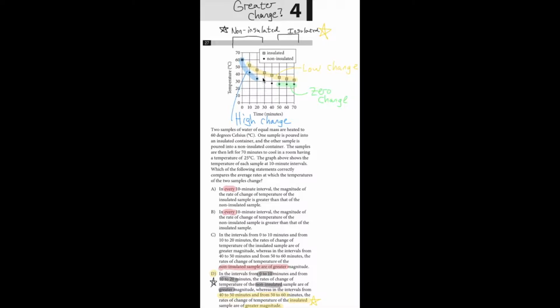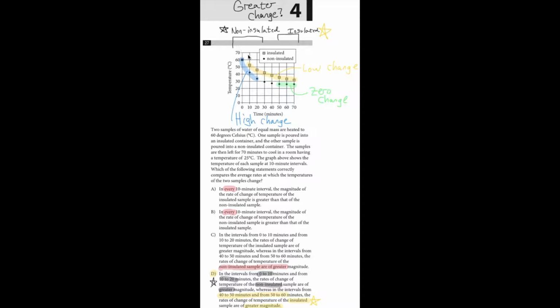Well, it depends. At the very beginning of the experiment, the paper non-insulated cup is going to lose a lot of energy and very quickly. But later on in the experiment, that's not going to continue. I mean, this high change is not going to continue forever. Eventually, the change goes to zero. It is no longer changing. So therefore, this insulated cup still has heat to give off, and its temperature is still changing. It's a low amount of change.